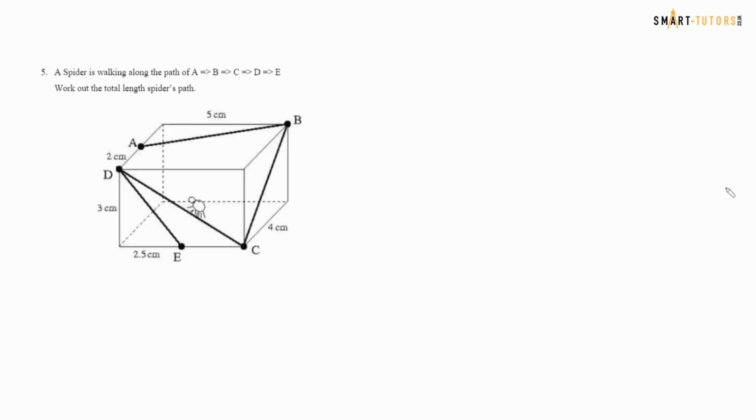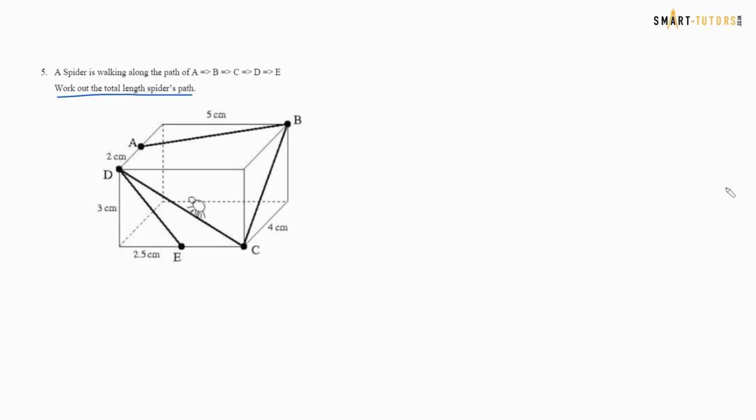Question number 5. This looks like a 3D question, but it's not a 3D question. If you see the question, a spider is walking along the path A to B, B to C, C to D, D to E. Work out the total length of the spider's path. So we need to find each and every length, and it's going to be in a 2D shape.